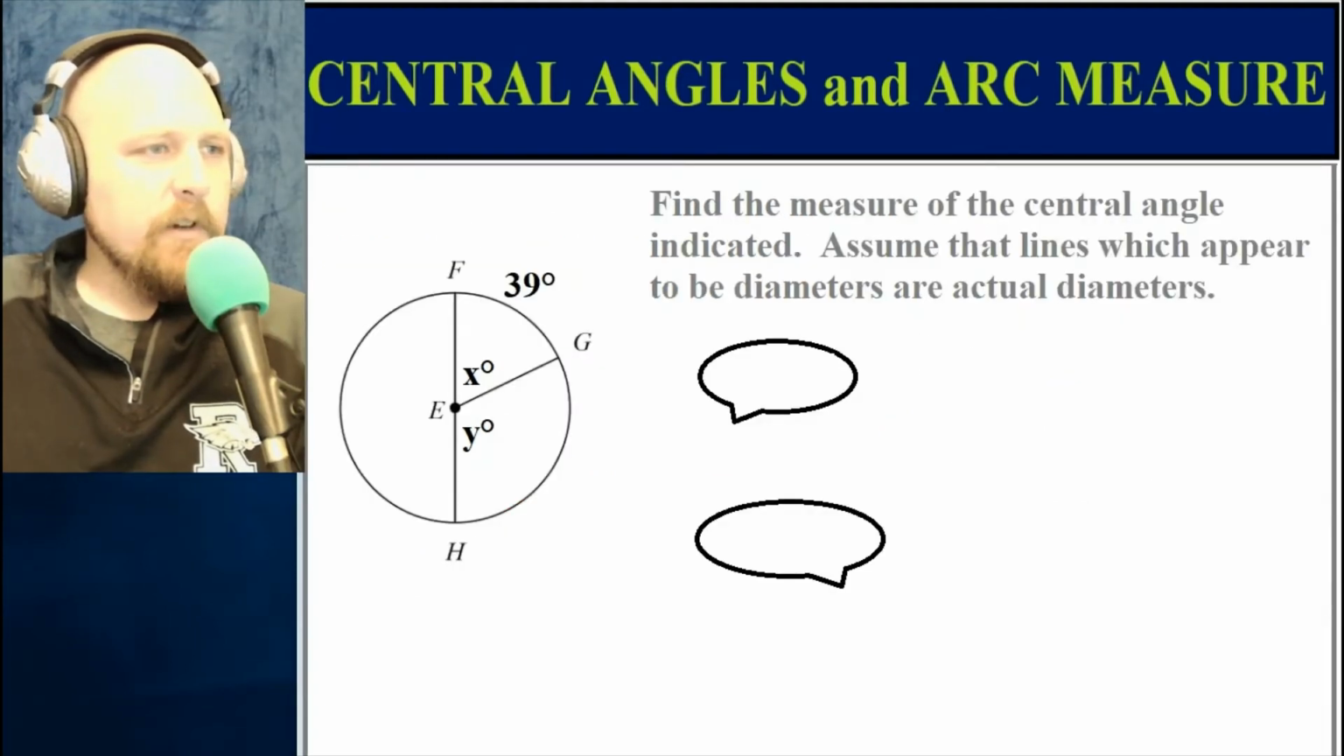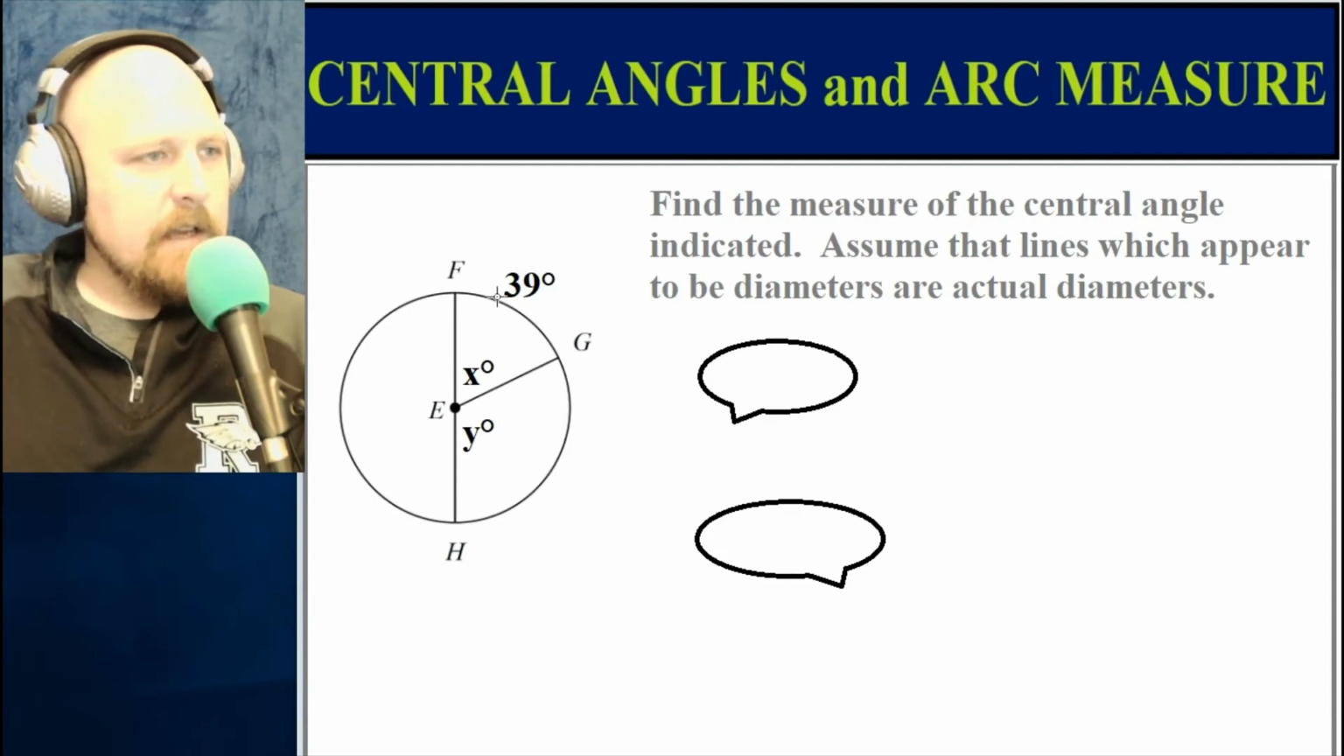In this example here, it's similar, except now instead of trying to find arc measures, we're trying to find central angles. So it says find the measure of the central angle or angles indicated. So here we're going to solve for x and y. Again, assuming any lines that appear to be diameters are actual diameters, that would look like F to H. F to H creates a diameter because it goes through the center and it appears to be a straight line. So we're assuming that this is a diameter, which means that from F all the way to H, either direction that you go is 180 degrees.